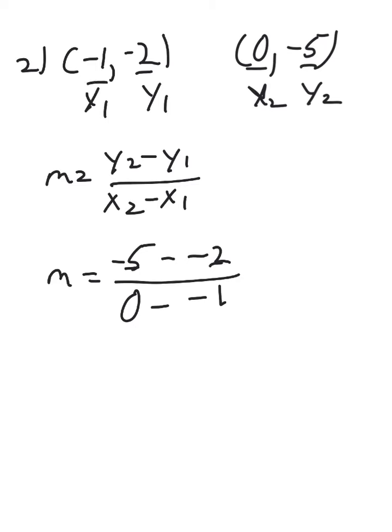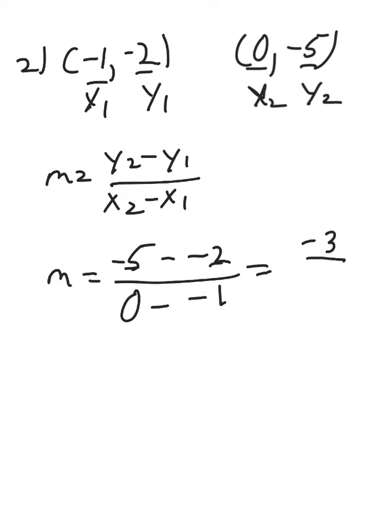So let's go ahead and do our calculations. So for this, what really makes it tricky is you got our negatives. So negative 5 minus a negative 2 means that these two negatives cancel out in a way. So essentially, when you have negative 5 minus a negative, it's like a plus. So instead, think of it as negative 5 plus 2. So negative 5 plus 2 will give us negative 3 on the top.